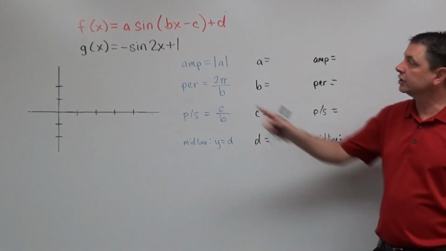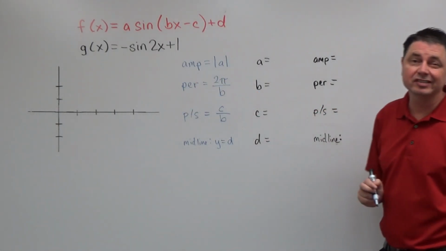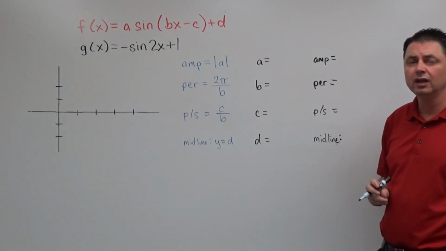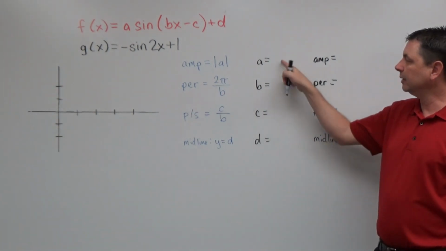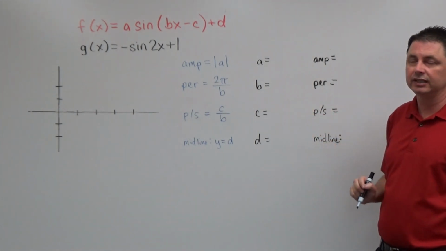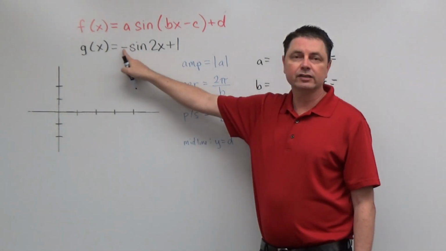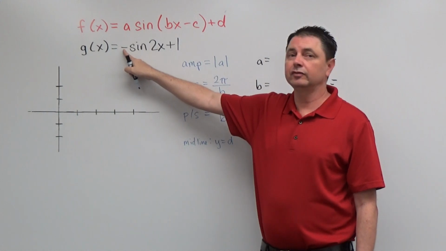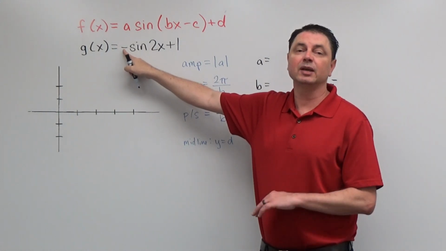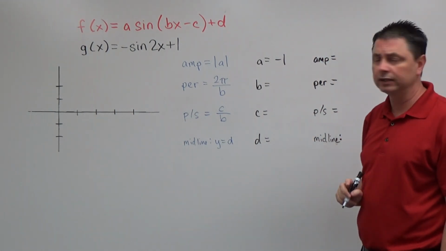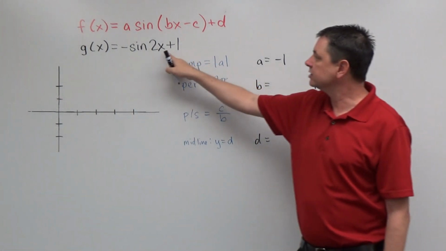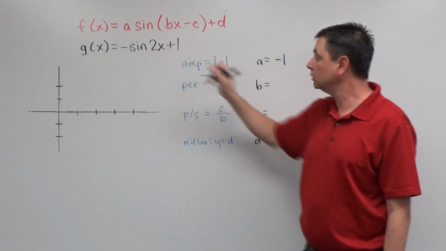Our next graph is g of x equals negative sine 2x plus 1. We're going to see this has a couple transformations in it. We're going to begin with a, b, c, and d. A is out in front. Negative implies negative 1 times sine of x. So a is negative 1. B is in front of the x. There's the 2.